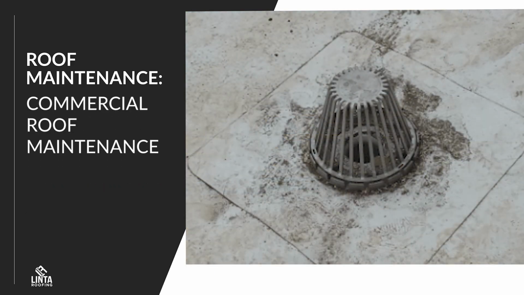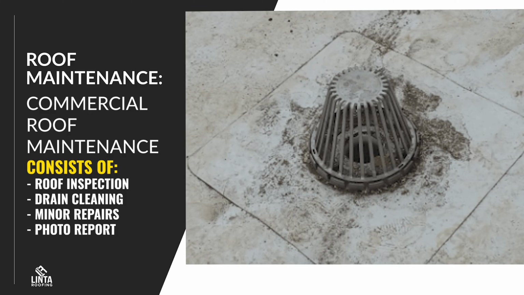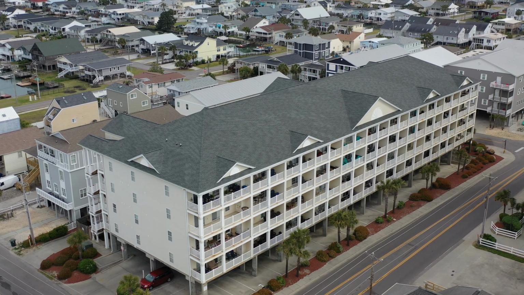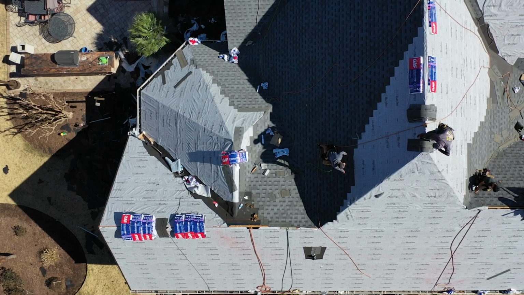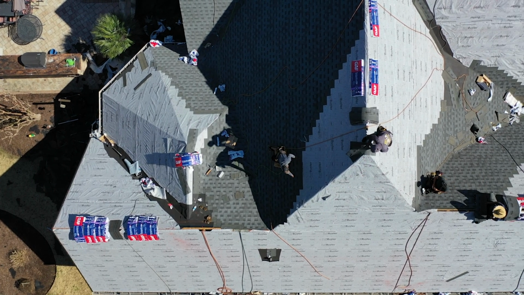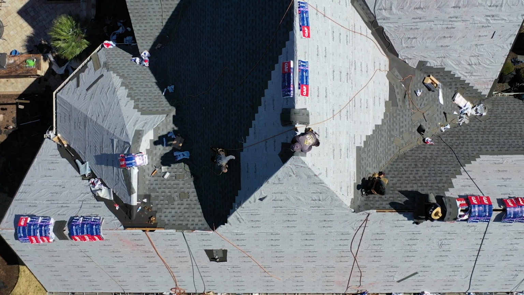Commercial roof maintenance. For a maintenance program that inspects your roof, cleans out any of your drains, provides minor repairs, as well as a photo inspection report, you can expect to pay around $350 depending on the size of your commercial building. Pricing will be unique for every roof, so to get accurate pricing for your home, contact a local trusted roofer that has experience in the services you may need.